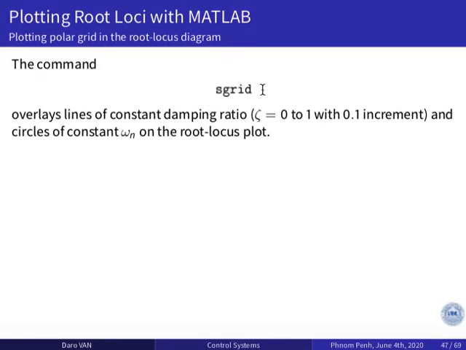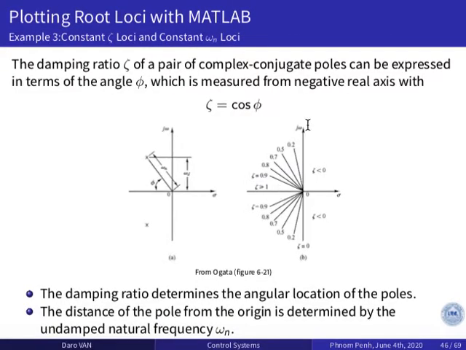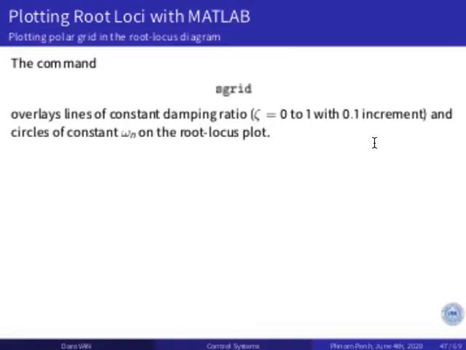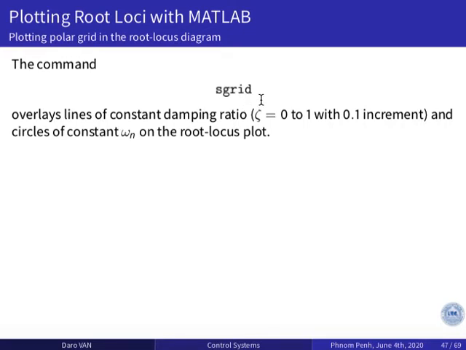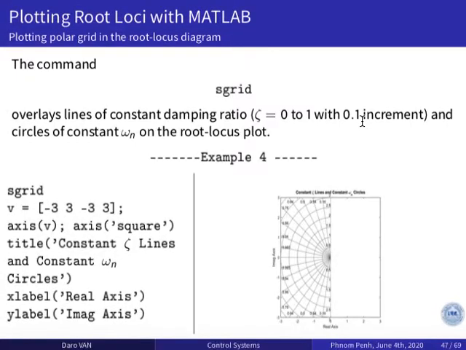The command script you already did overlays lines of constant damping ratio, with an increment of 0.1. Like this. This is the value of the damping ratio. If you use sgrid, it will give you the increment of 0.1. Yeah, like this. This is very small, but you can use this code and plot it on your computer.